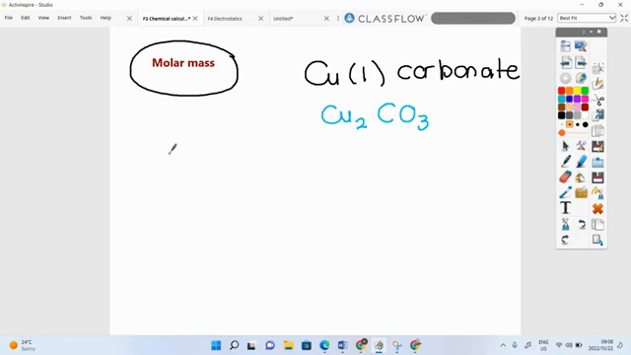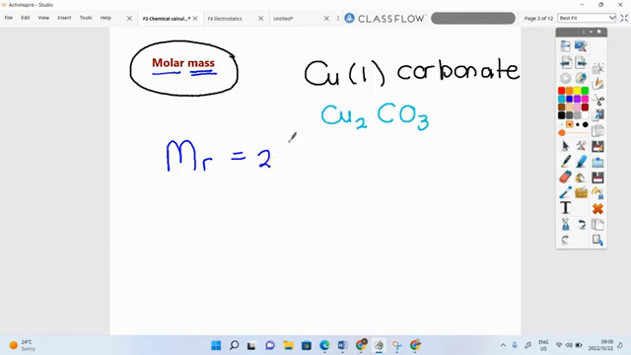So when we go and work out the molar mass, remember we use a capital M for the molar mass or the molecular mass. And as soon as you see the word mass, we don't use AMU anymore. That's atomic mass units. But if you see the word mass, put it in grams per mole. That's why it's called the molar mass, grams per mole. So where am I going to get the molar mass from? Periodic table. So we've got 2 coppers.